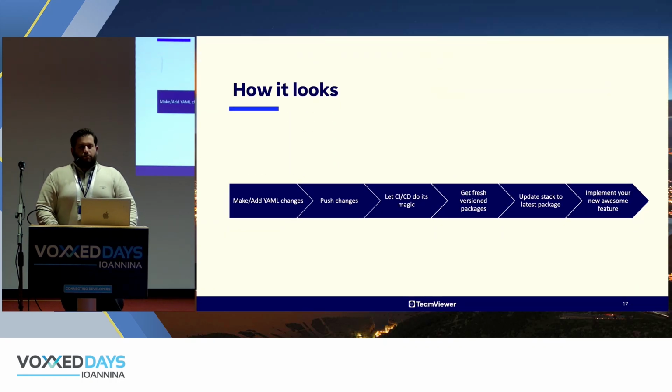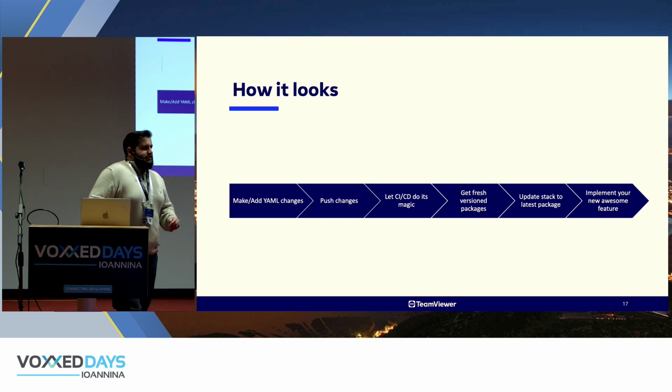All right, now how it looks eventually. You make your YAML changes, you push them to your branch, then you let the CI/CD make its magic, and then you get fresh version packages for your projects, for your new feature, for whatever you want. You update the stack with your new packages, and then implement your new feature, happy as ever.